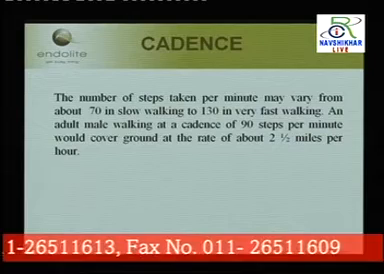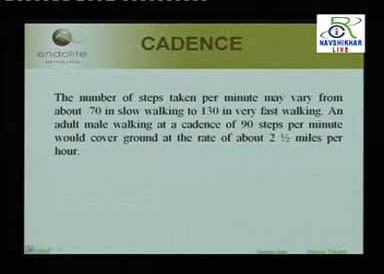Then we have the cadence. Cadence, the simple definition, is the number of steps an individual takes in one minute. That we call a cadence. A slow walker would take around 70 steps in 1 minute, and a fast walker would take around 130 steps per minute. An average adult would take around 90 steps per minute. So it's perfectly normal to walk between 70 and 130 steps per minute.